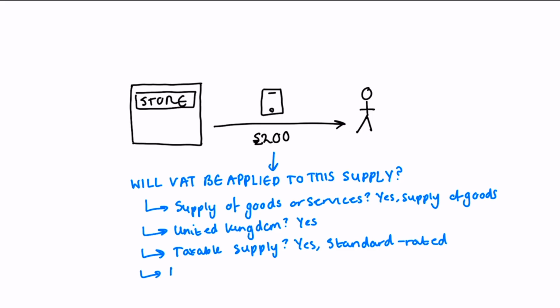Was the supply of goods by a taxable person? Yes, the large appliance store was registered for VAT. Was the mobile phone provided in the course of business? Yes, the large appliance store sold the mobile phone in the course of its business. It's important to note that if the phone was sold for £200, then this would be held to include the VAT cost, unless it was advertised as being sold exclusive of VAT.